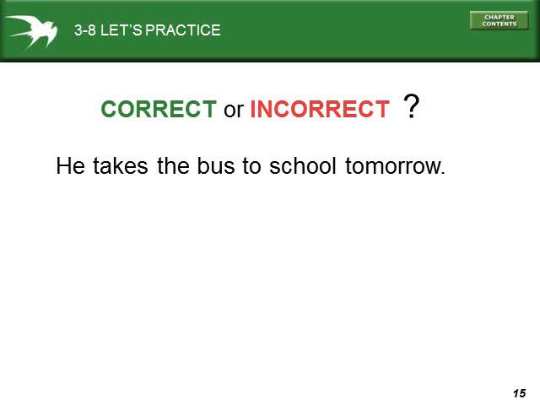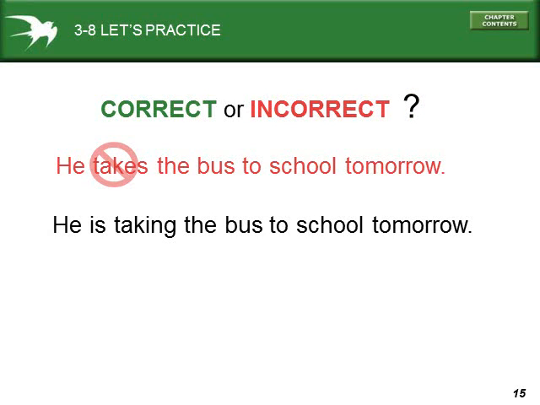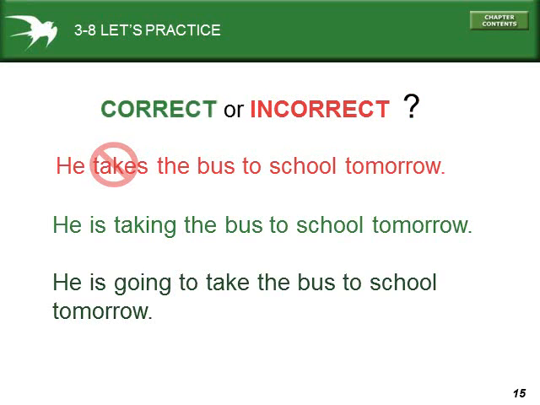What about this? He takes the bus to school tomorrow. We're going to say that this one is incorrect, and the main reason is that it's not one of those schedule verbs like begin and open, close. Okay, "he is taking the bus to school tomorrow" is fine, and "he is going to take the bus to school tomorrow." Now, I think that you could justify saying "he takes the bus to school tomorrow" if you're talking about it in terms of a habit.